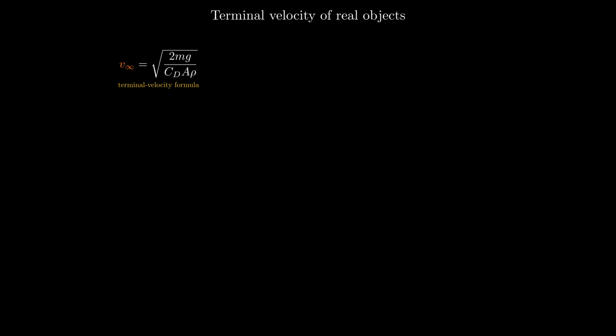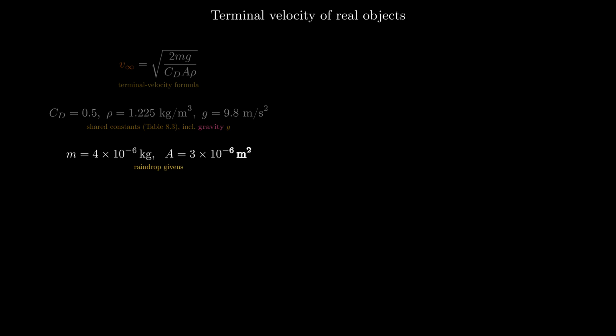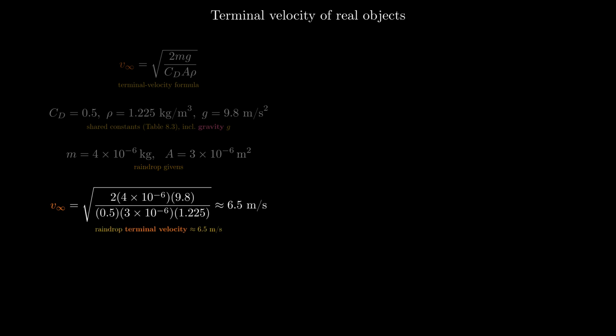Take a raindrop using a drag coefficient of 0.5 and an air density of 1.225 kilograms per cubic meter. Its mass is about 4 times 10 to the minus 6 kilograms and its cross-sectional area about 3 times 10 to the minus 6 square meters. Put this into the formula with gravity of 9.8 meters per second squared. Evaluate the square root of 2 times the mass times gravity divided by the drag coefficient times area times density. The result is about 6.5 meters per second.